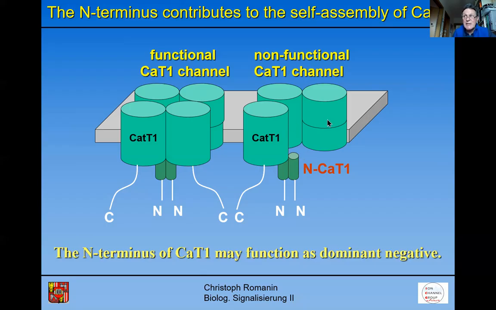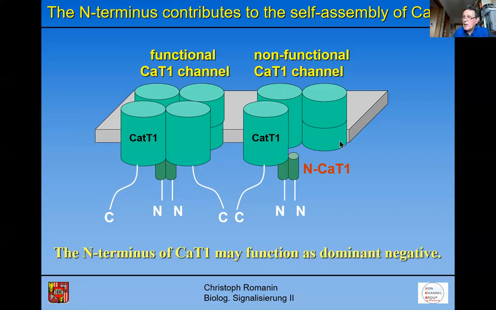But what is missing is the whole transmembrane portion. So whenever the whole transmembrane portion is missing here, we have only three fully functional CAT1 proteins. But what is missing is the fourth, and particularly the pore loop is completely missing. And we only have three of those that make a pore. Three pore loops are not enough to make a functional channel. Here, actually, you need four pore loops.